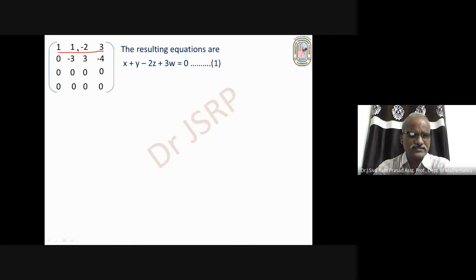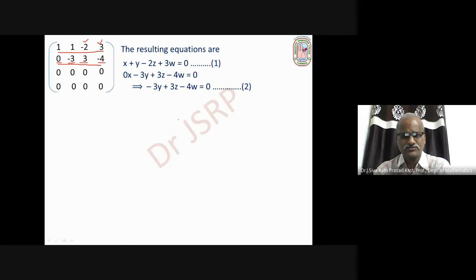Right. Now from the echelon form, write the resulting equations. So what is the first equation? Multiply the first row by the column vector x, y, z, w. So 1 into x, x, plus 1 into y, y, minus 2z plus 3w equals the right side, 0. This is equation 1. Second row, the second equation becomes: multiply the second row with the column vector x, y, z, w. So 0 into x minus 3 into y plus 3 into z minus 4 into w equals 0. So this becomes minus 3y plus 3z minus 4w equals 0.